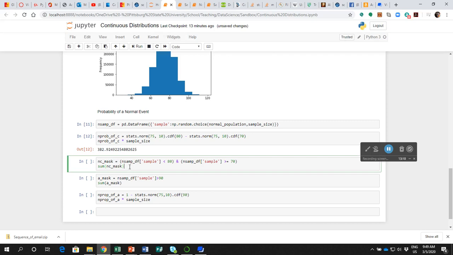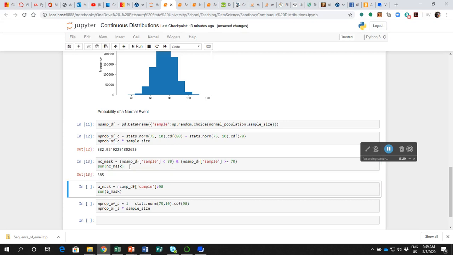So that's the theoretical expectation. What is the actual number? Well, I again make my mask, my normal C mask from my normal sample, the ones less than 80, and then the ones greater than or equal to 70, and then the sum of all the ones that make it through. And I got 385, so not dead on the same as 382.9, but pretty close.